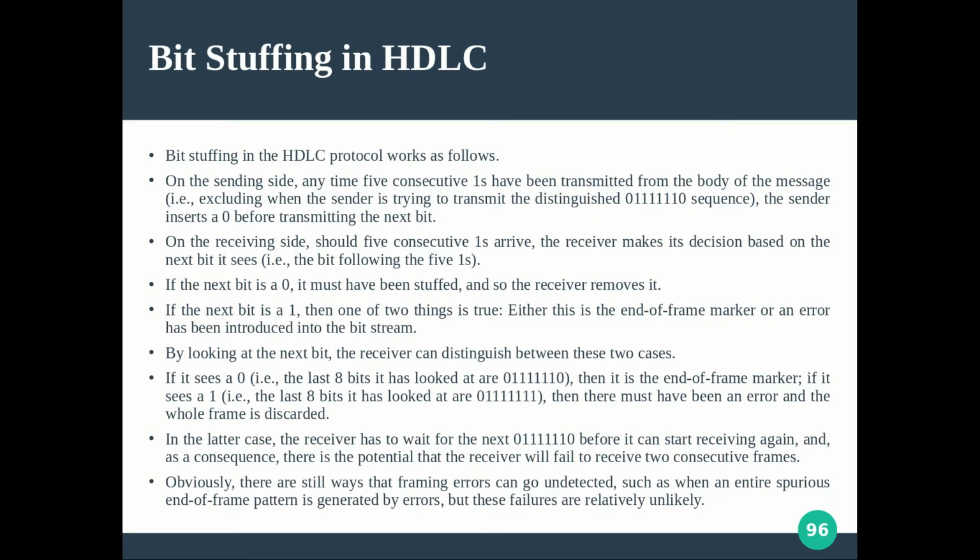Obviously, there are still ways that a frame error can go undetected, such as when the entire spurious end frame pattern is generated by error. Normally bit errors are more frequent in a local area network, but if all these 8 bits were spuriously changed, if something like that happens, it will lead to a failure. Of course, we are not able to handle such situations, but such things are relatively unlikely only.